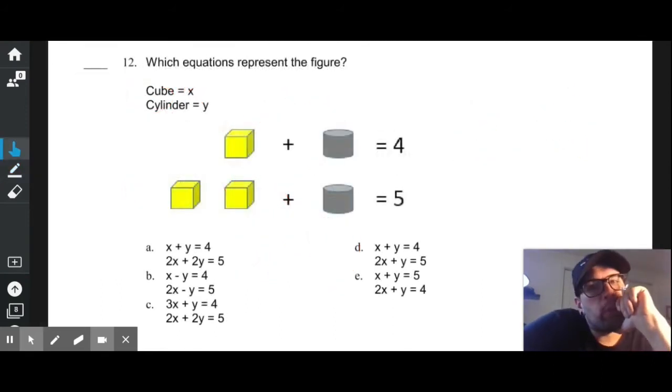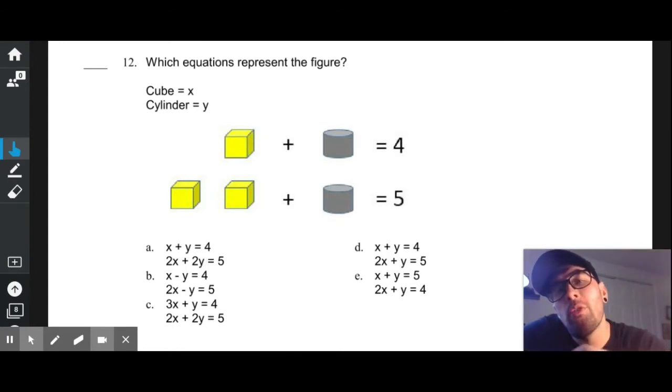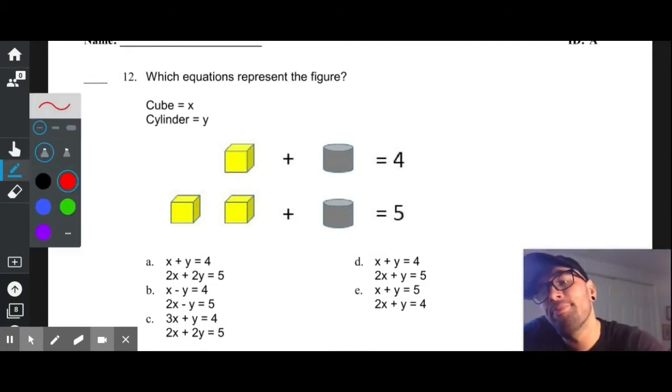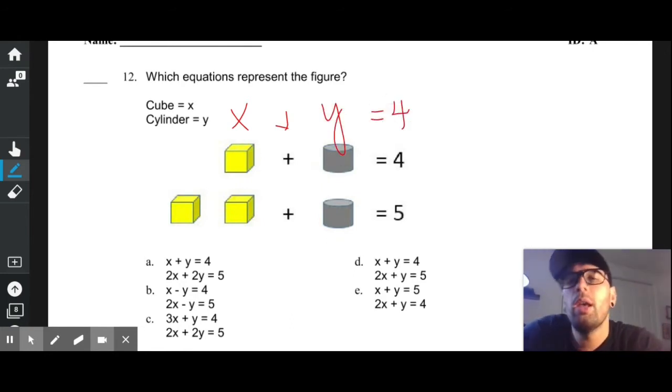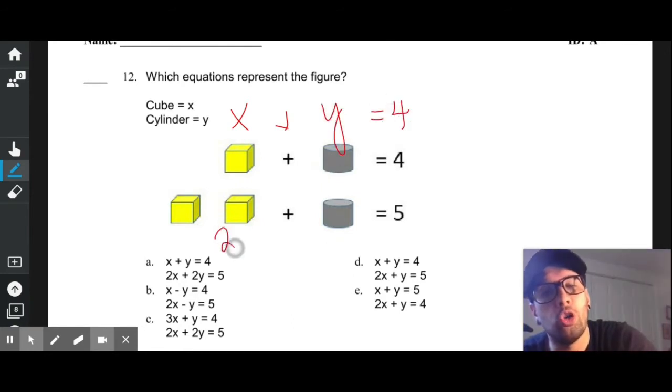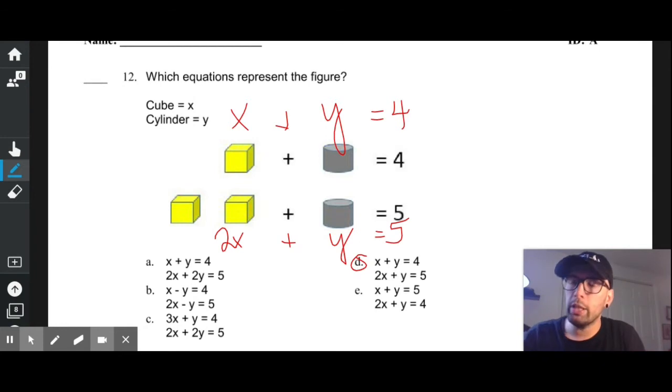This is a weird word problem. Which equations represent the figure? Cube is an X and cylinder is Y. So it looks like I have one cube plus one cylinder equals 4. And two cubes and one cylinder equals 5. So is that guy right there? I think it is. Kind of weird, kind of easy.